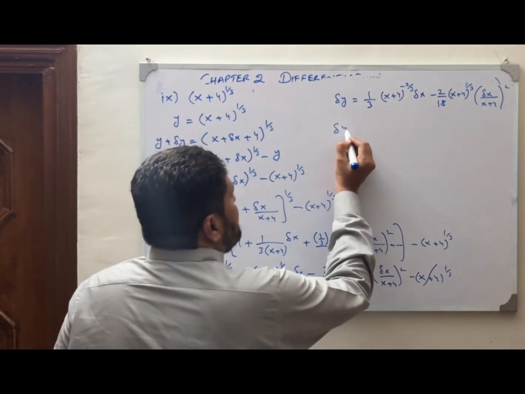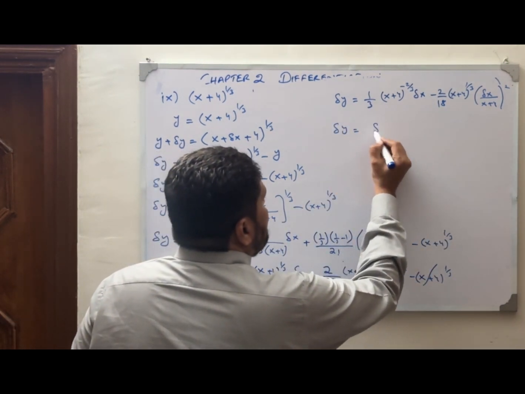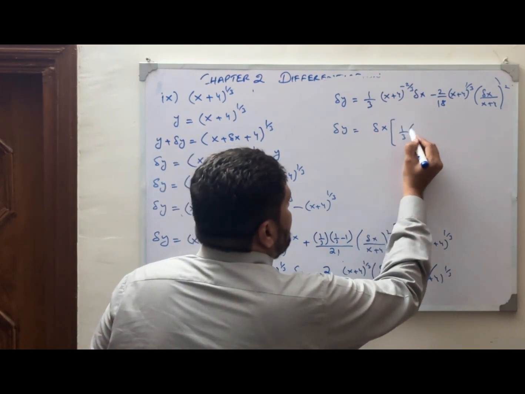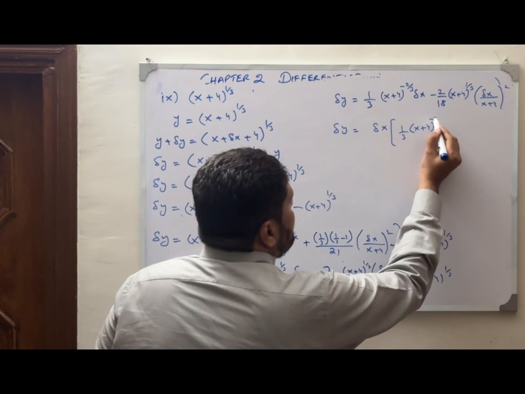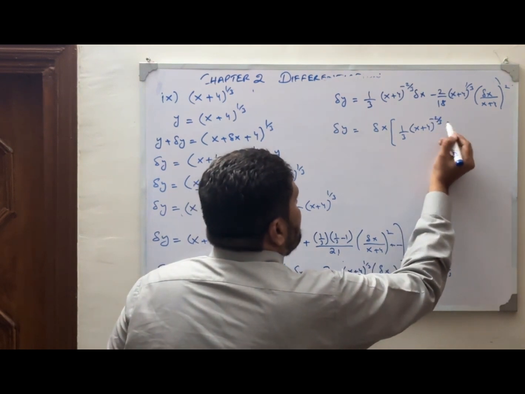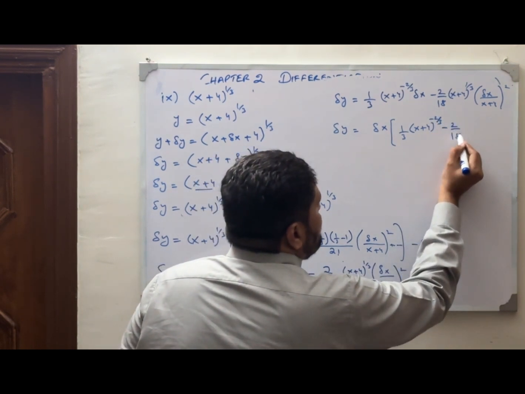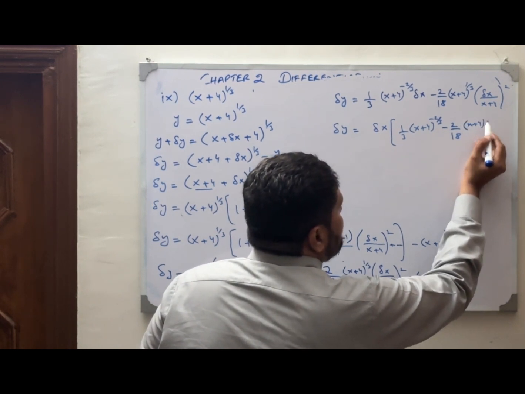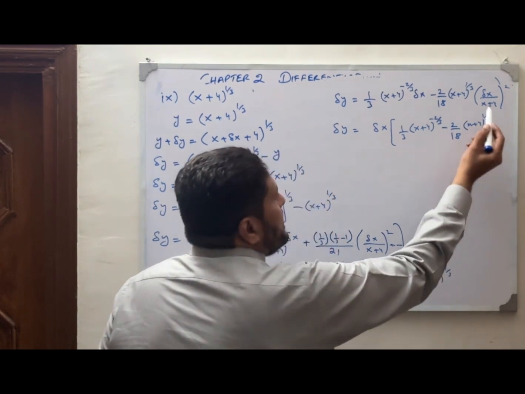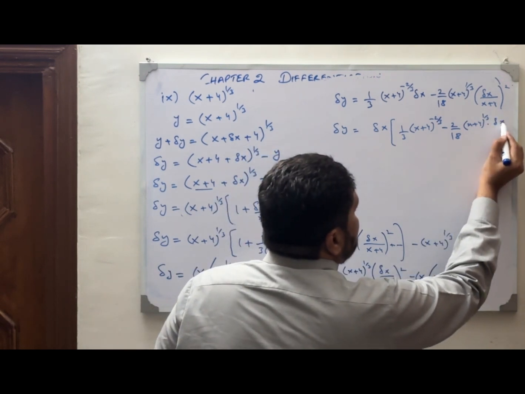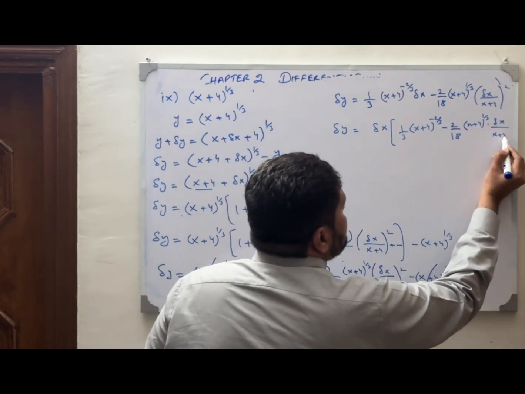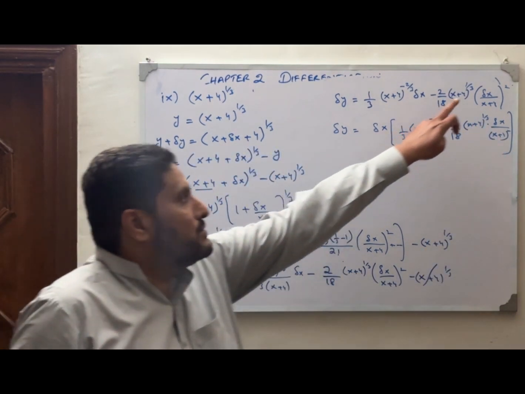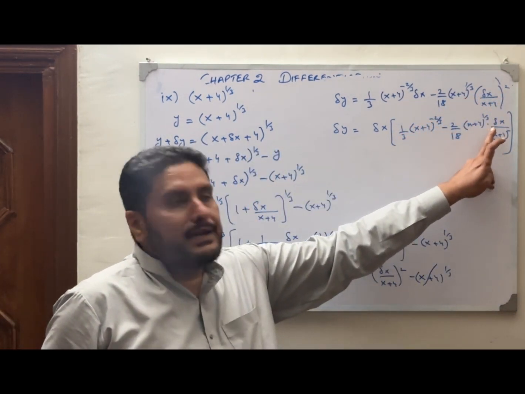So we can write it in this way: that is equal to delta x into 1 by 3 (x plus 4) power minus 2 by 3, minus 2 by 18 into (x plus 4) power 1 by 3, and we write it as delta x by (x plus 4) whole square. So delta x is taken as common, so delta x square will be replaced by delta x.